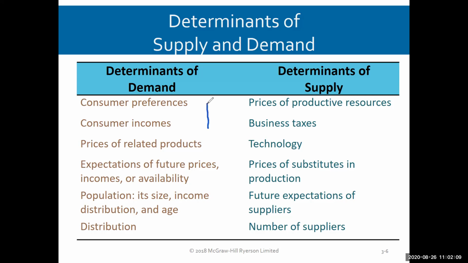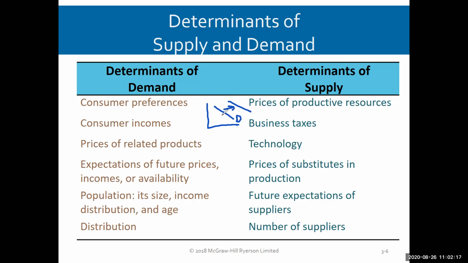So this is what we're talking about. There's our demand curve, and we're talking about moving the whole curve to the right or the whole curve to the left. So those are shifts in demand. Just like determinants of supply, here's my supply curve, and now we're talking about the supply curve increasing to the right or decreasing to the left.